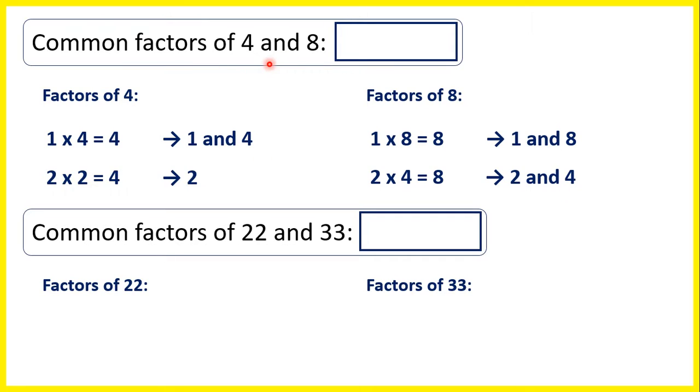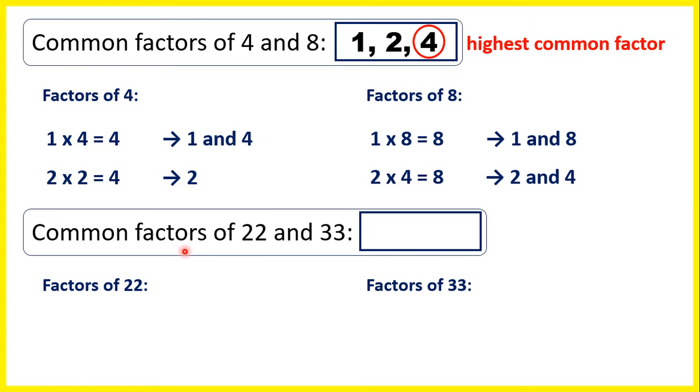So the common factors of 4 and 8 are 1, 2 and 4. And we can say that 4 is the highest common factor of 4 and 8. Now notice, all of the factors of 4 are also factors of 8, and that's because 8 is double 4.